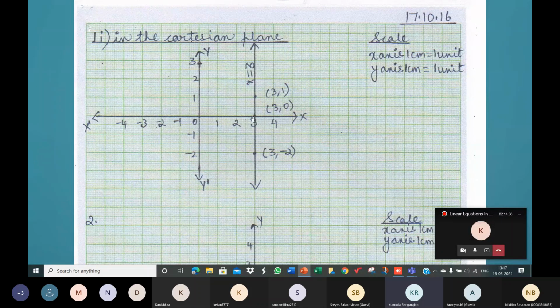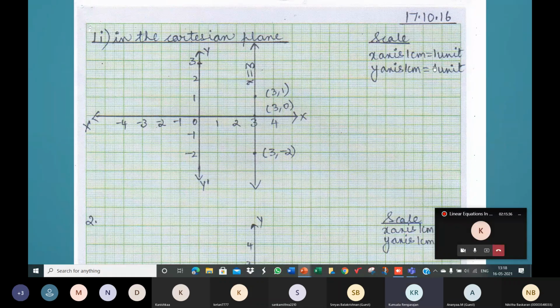What are the other things you should show on the graph? You must mention the address of every point you have plotted. You have plotted this point. What is the address? (3, 1). This one? (3, 0). This one? (3, minus 2). Don't forget to mention these. And also, once you get the straight line, mention the equation on it. It can be on this side or this side, or below it also. Nothing like you should write it at this position, so it can be anywhere. Just show the line, show the equation on it.